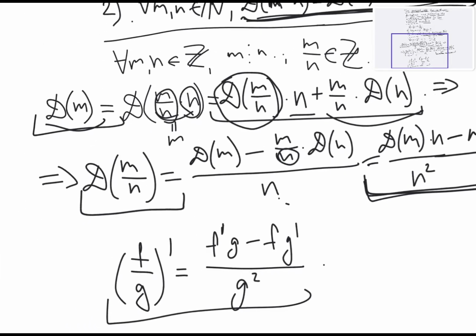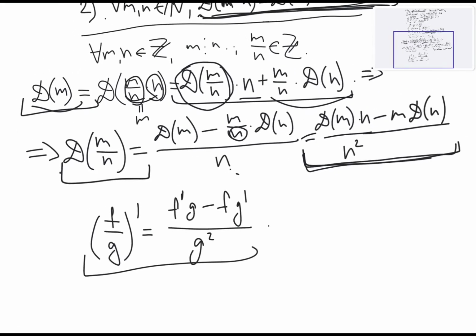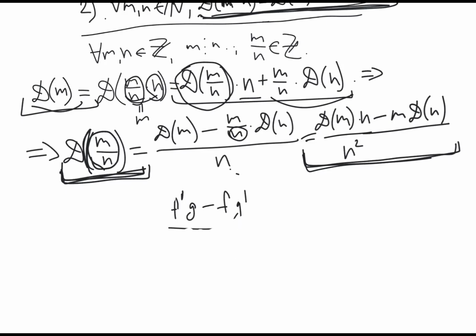This quotient rule holds for now, and what we proved is that it holds when m over n is an integer, because d is defined only for the integer numbers. So now the idea basically is to extend this function, the arithmetic derivative, to the rational numbers using this quotient rule.